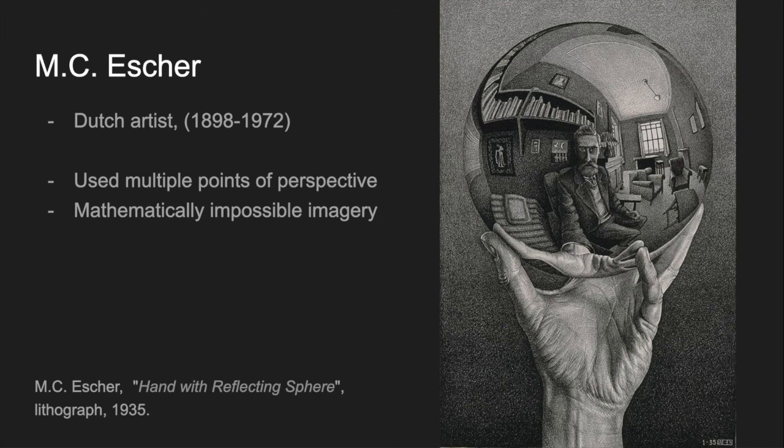M.C. Escher's work is very distinctive for its mathematical objects and impossible sort of perspective and explorations of infinity through, again, perspective and tessellations. He did not consider himself a mathematician, but he had a lot of friends that were mathematicians and inspired his artwork.